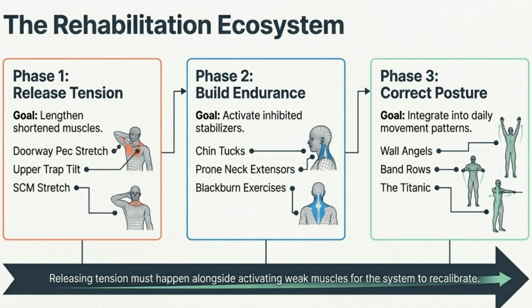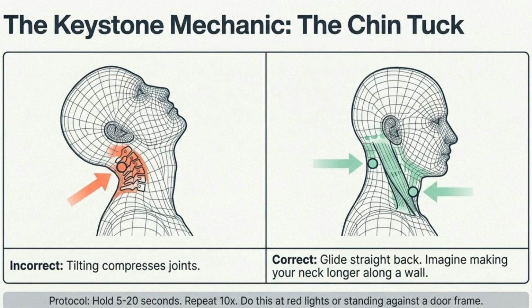Rehabilitation is a three-phase ecosystem: releasing tension, building endurance, and correcting posture. Success requires simultaneously releasing tight muscles and activating weak ones. The chin tuck is the keystone mechanic. Avoid tilting your head, and instead, glide your head straight back as if making your neck longer along a wall. Hold this for 5 to 20 seconds, repeating 10 times.